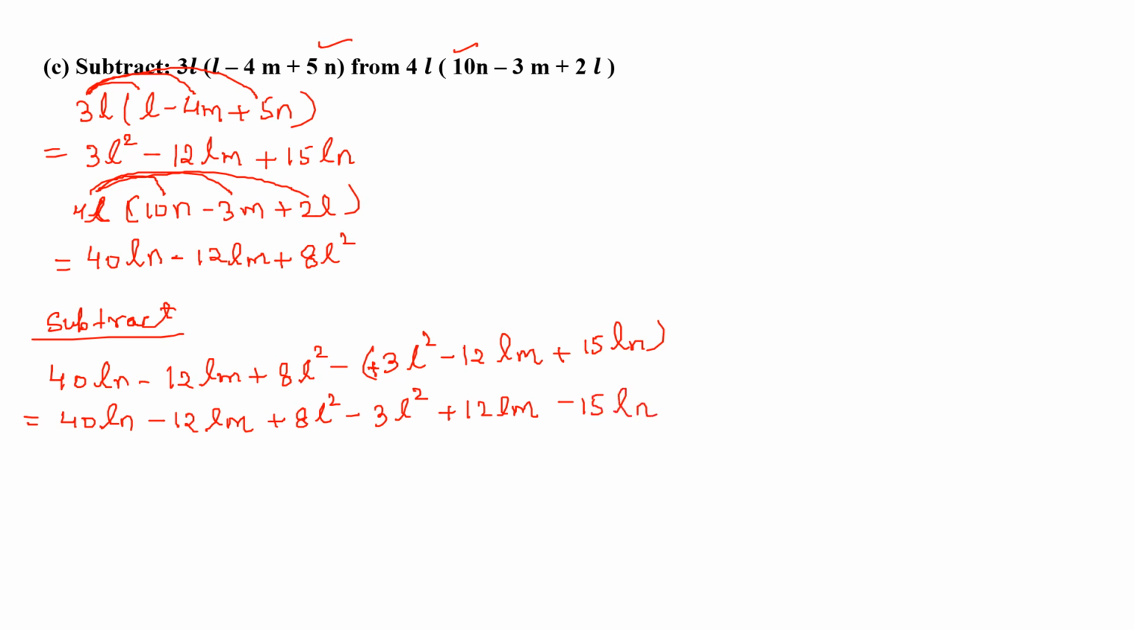So if you can notice here it is minus 12 lm and here is plus 12 lm, isn't it? If you see here, this is minus 12 lm, this is plus 12 lm. So both are additive inverses of each other, so the sum will be 0. So let's strike it out. Now 8l square minus 3l square, both are like terms. So 8 minus 3 will become 5l square. Next, I am left with 40 ln minus 15 ln. And 40 minus 15 will be 25 ln. So this is the final answer of this question.